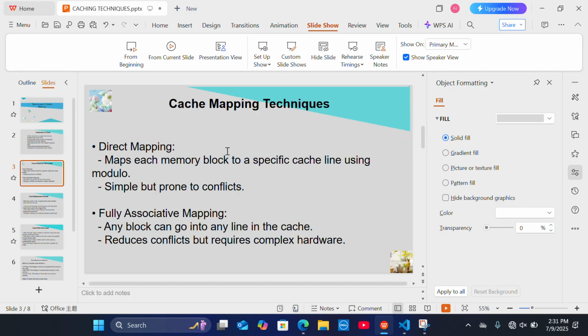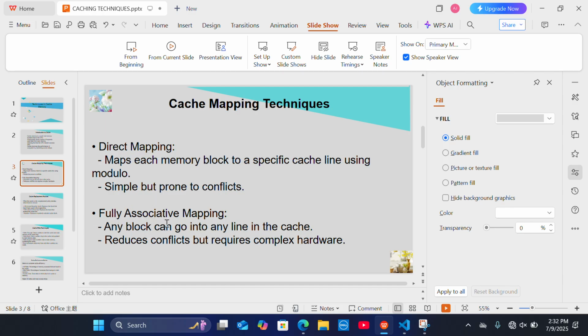So to continue, we have the cache mapping techniques. So we have the direct mapping and the fully associative mapping. To talk about the direct mapping, it maps each memory block to a specific cache line using modulo. It's also simple but prone to conflict.